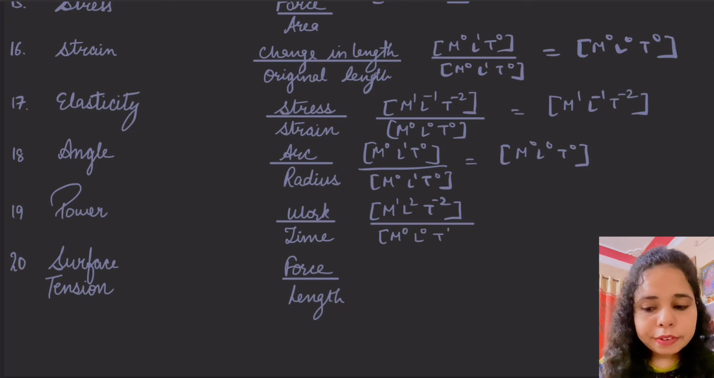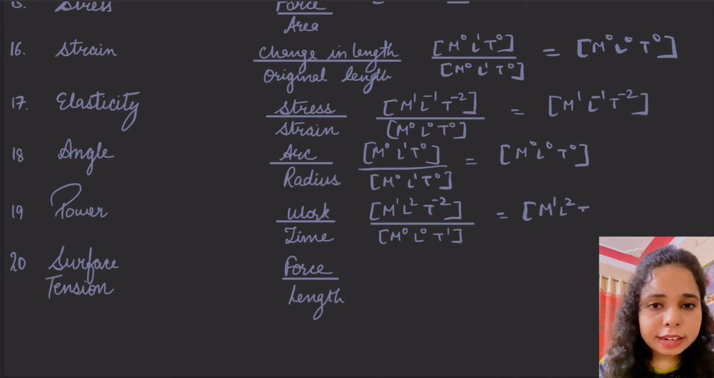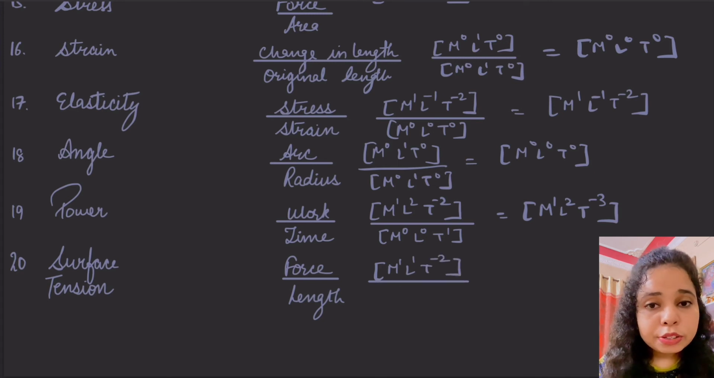Next we have a physical quantity which is called surface tension. It is defined as force per unit length, and for force we are having dimensional formula as m1 l1 t minus 2 divided by length. So we are left with m1 l0 t minus 2 as a dimensional formula of surface tension.